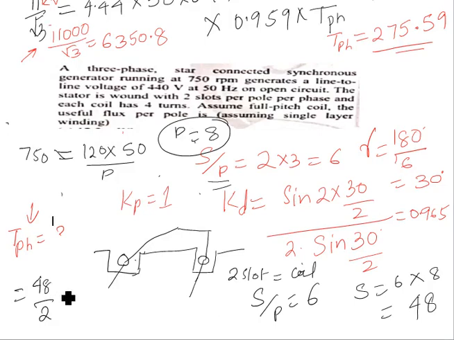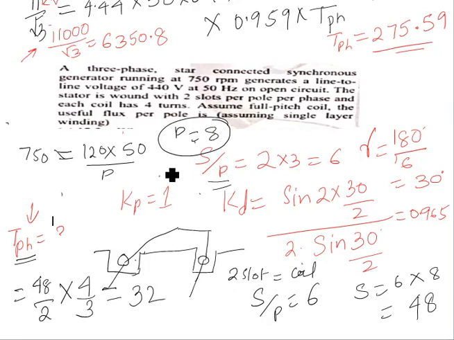Multiplied by each coil has 4 turns. So this is the total number of turns. But we have to calculate the total number of turns per phase, so we have to divide by the number of phases. How many phases are there? 3. So this will give you 32. The total number of turns per phase is 32.